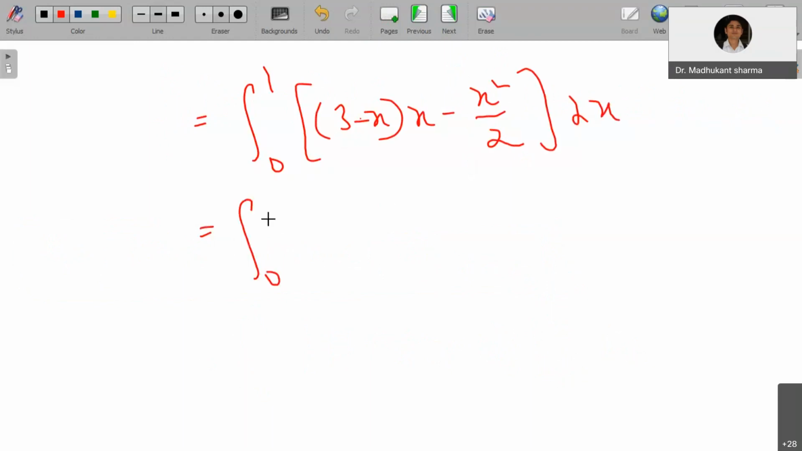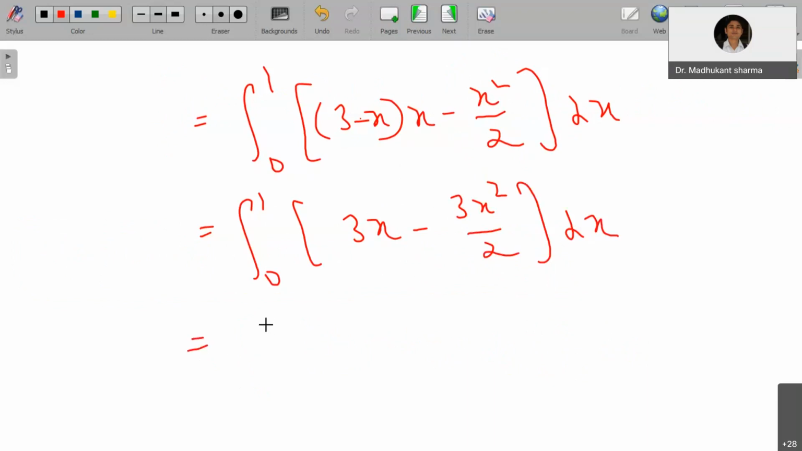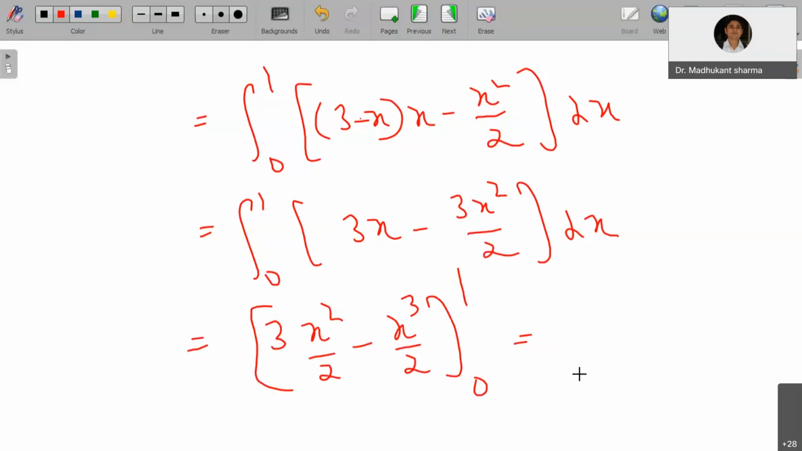So that's going to be integration 0 to 1 of 3x minus x square by 2, so minus 3x square by 2, dx. So that's going to be 3 times x square by 2 minus x cube by 2, from 0 to 1. The lower limit will not contribute anything. So you have 3 by 2 minus 1 by 2, that is 1.